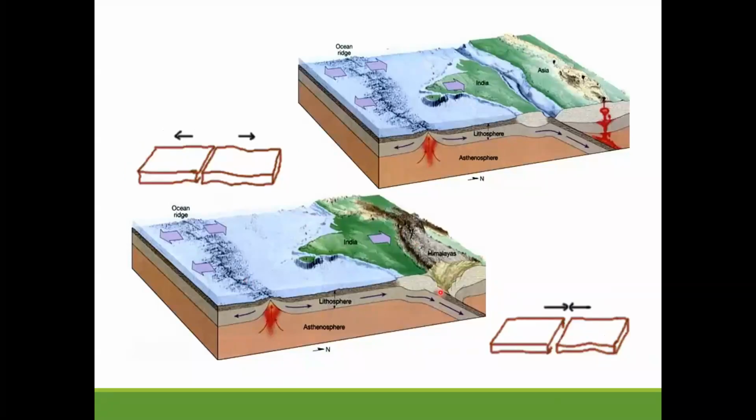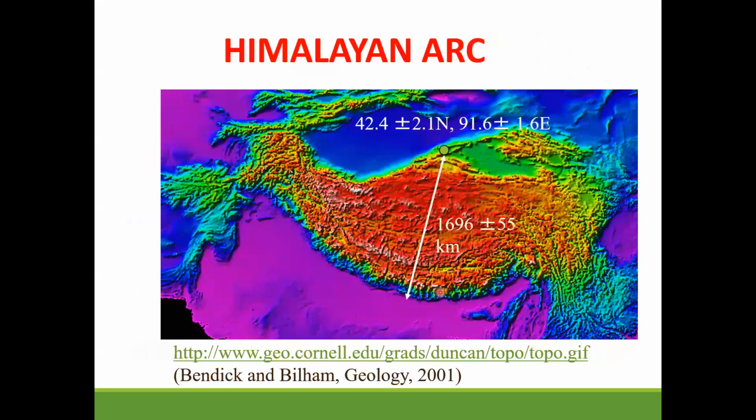Okay, so given that, the end result was the Himalayan arc, which looks like so. Okay, and you can almost fit a perfect arc to this, which has a radius approximately 1,700 kilometers and has a center at the northern edge of the Tibet Plateau. So all of this is Tibet Plateau.